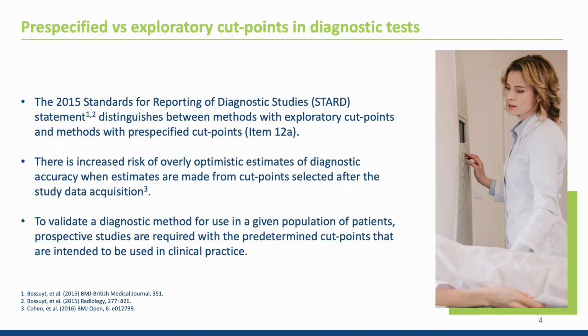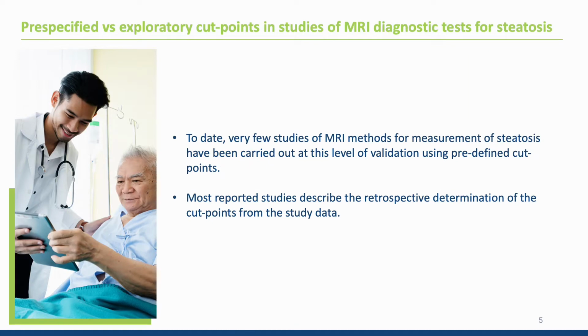The 2015 Standards for Reporting of Diagnostic Studies, or STARD statement, distinguishes between methods with exploratory cut points, such as the ones I showed you on the previous slide, and methods with pre-specified cut points. The reason for this is that there is an increased risk of overly optimistic estimates of diagnostic accuracy when estimates are made from cut points selected after the study data acquisition. In order to validate a diagnostic method for use in a given population of patients, prospective studies are required with the predetermined cut points that are intended to be used in clinical practice. To date, very few studies of MRI methods for measurement of steatosis have been carried out at this level of validation using predefined cut points. Most reported studies describe the retrospective determination of the cut points from the study data.